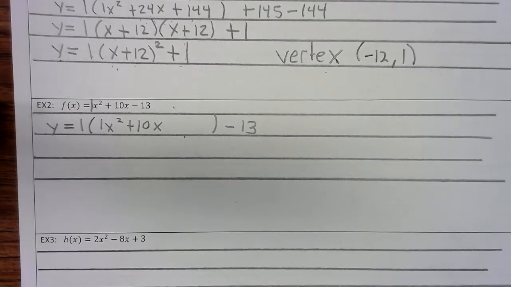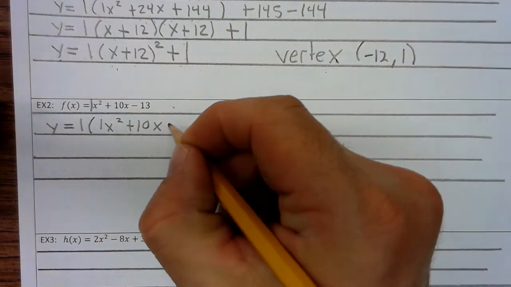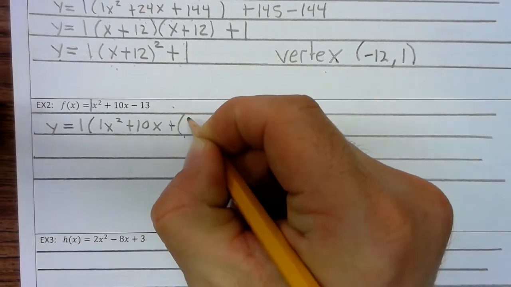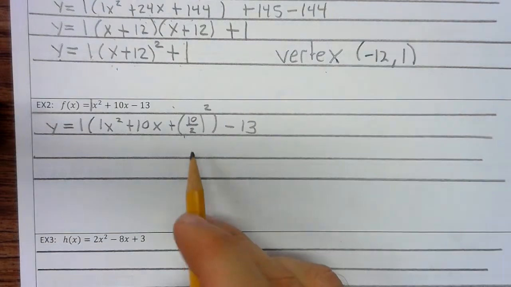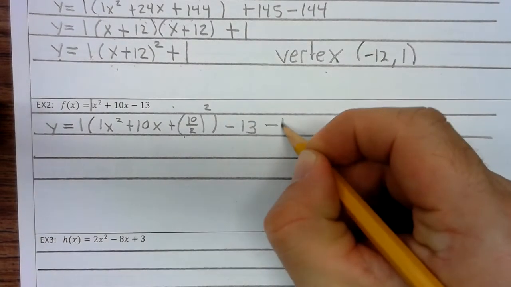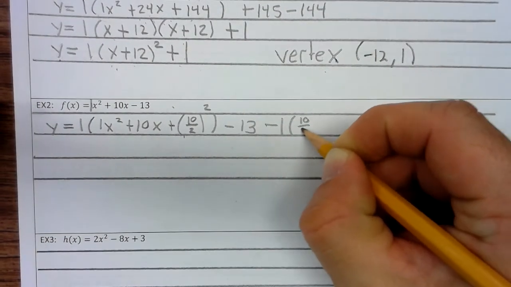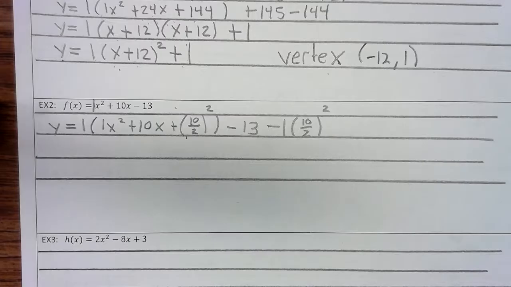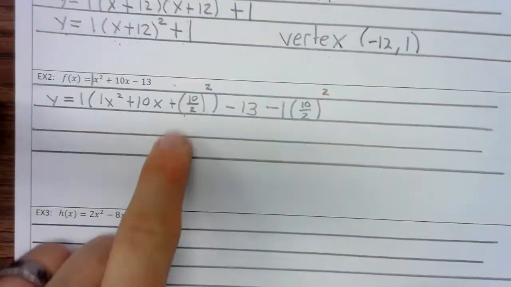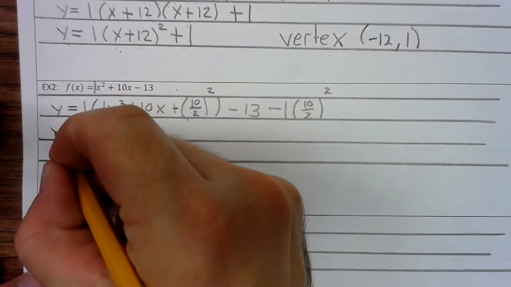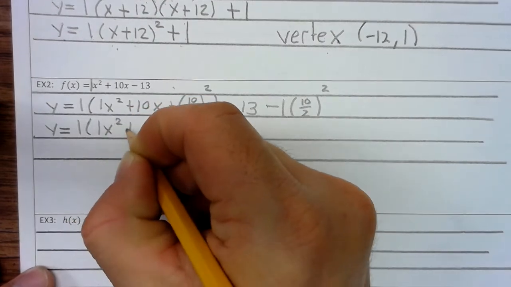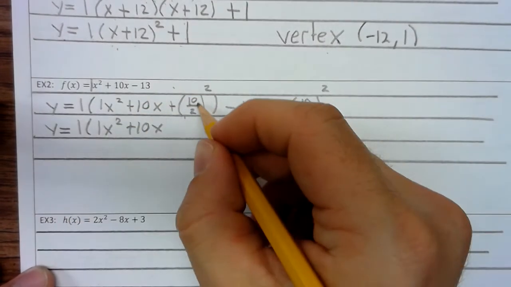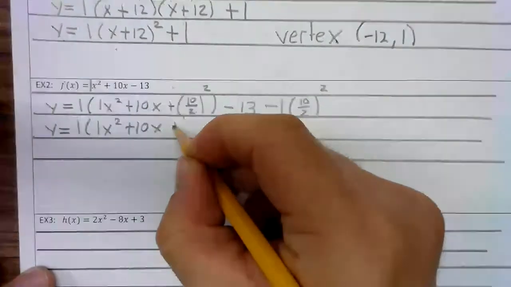All right, so next is add b divided by 2 squared. So plus b is 10 divided by 2 squared. But if you add it, you need to subtract 1 times 10 divided by 2 squared. Because now these become 0. We haven't changed the problem. So then you get y equals 1 times 1x squared plus 10x, 10 divided by 2 is 5, squared is 25.